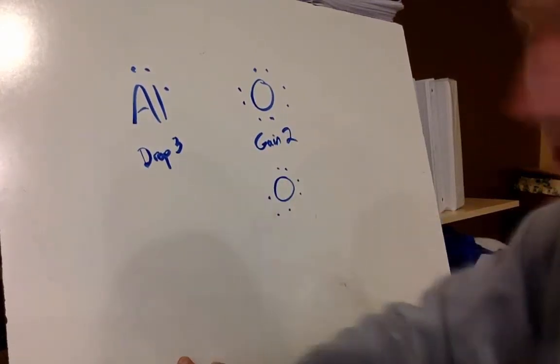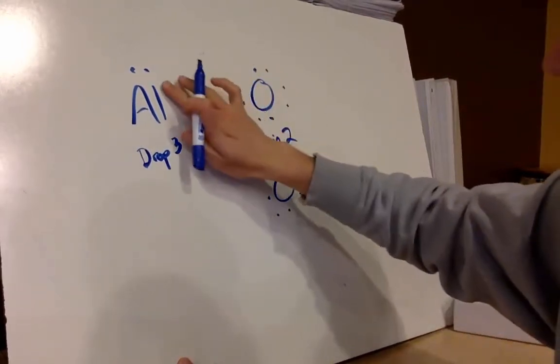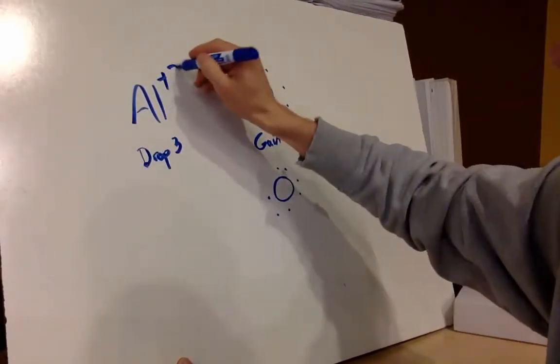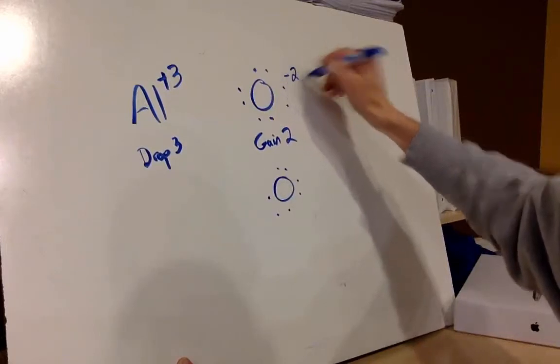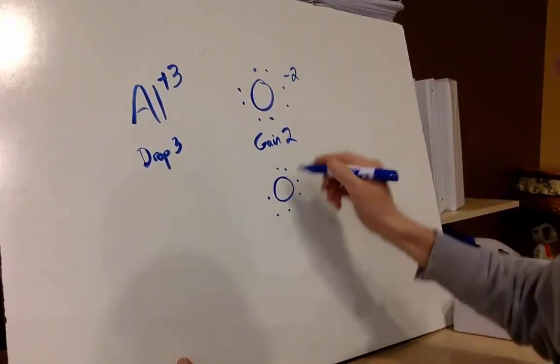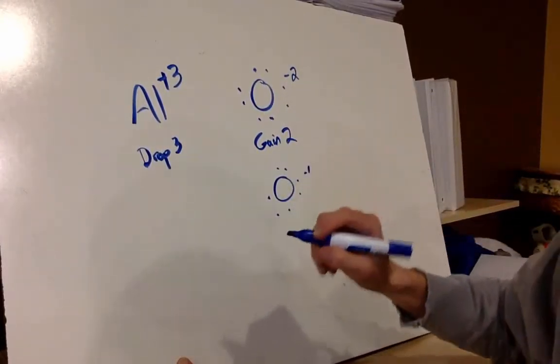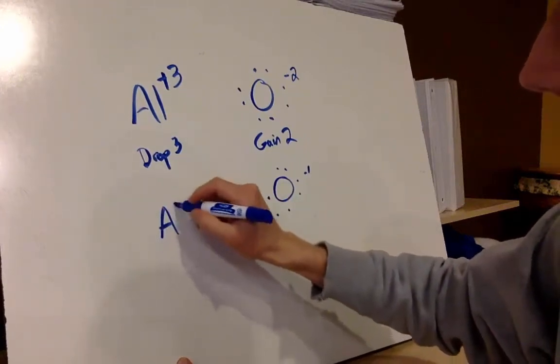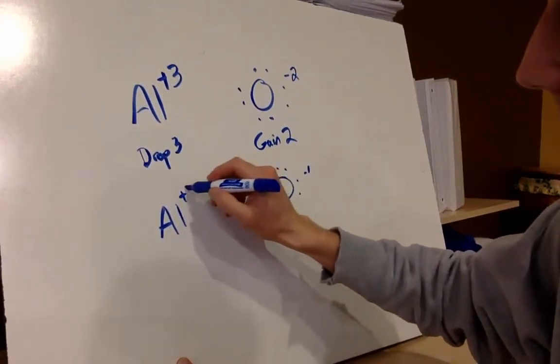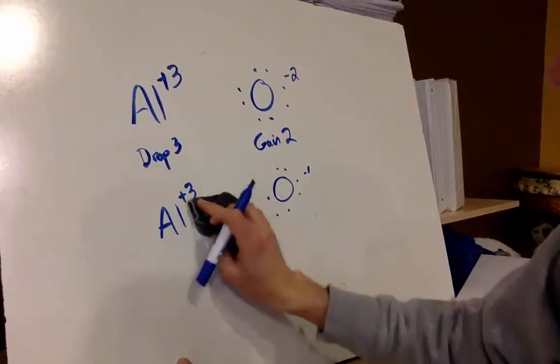Oh, but it's still not stable. So these guys are stable. This has a +3 charge now. This has a -2 charge now. This has a -1 charge, but it's not stable. So what we need is we need to add another aluminum.